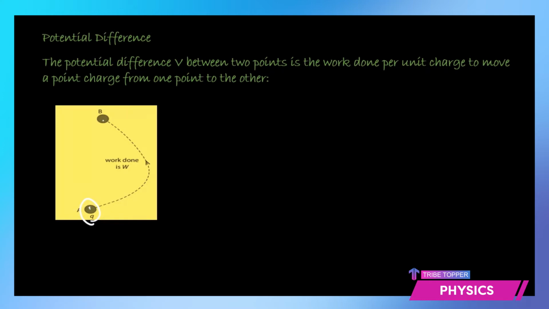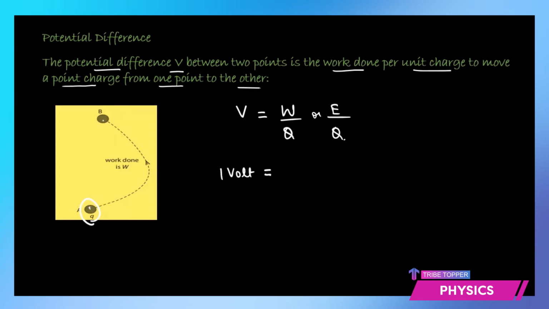So how can we define potential difference? We'll say the potential difference V between 2 points is the work done per unit charge to move a point charge from one point to the other. Mathematically, potential difference V is equal to W over Q, where W is the work done, or we can also say it's the energy spent per moving a unit charge. The SI unit for potential difference is volt, and 1 volt would be equal to 1 joule work done to move a charge of 1 coulomb. The potential difference is 1 volt.